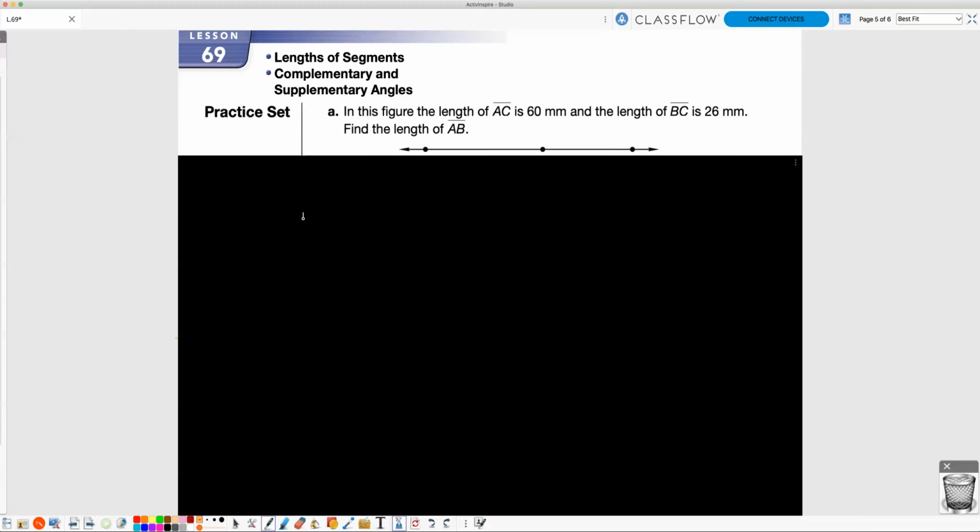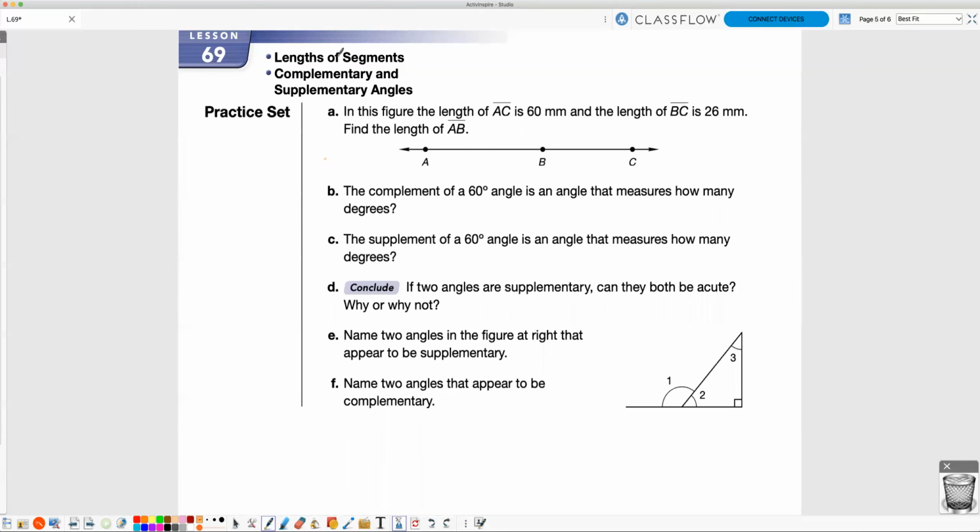So let's try a few of these. In this figure, the length of segment AC is 60 millimeters, and the length of segment BC is 26 millimeters. Find the length of A to B. So from A to C, that's all the way from this point to this point, is 60 millimeters. And the length from B to C, from this point right here, would be 26 millimeters. And we're looking for this distance right here from A to B.